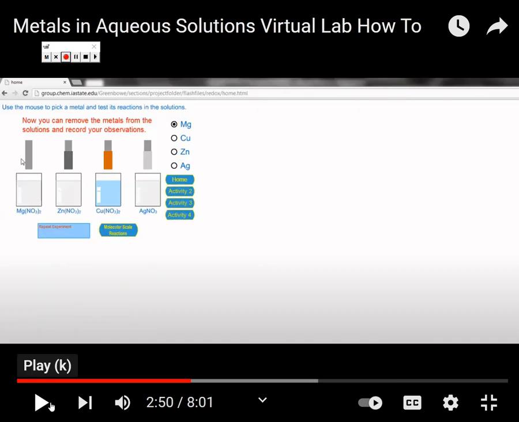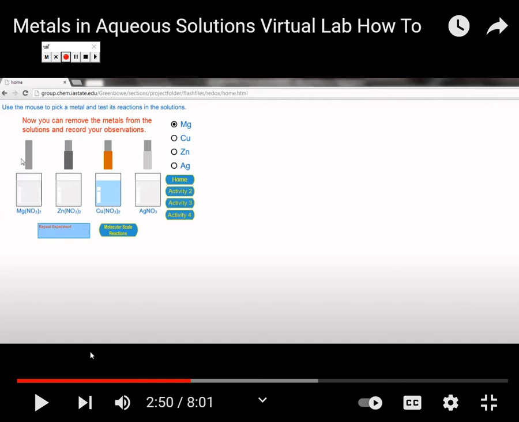So the reason for these colors is because the magnesium is switching. So the magnesium is switching with zinc, and zinc is coming out of the solution. It's becoming a solid. So this is zinc. Zinc is dark gray. Magnesium is displacing copper. Copper is coming out of the solution to become a solid. Copper is orange or rusty, some people will call it.